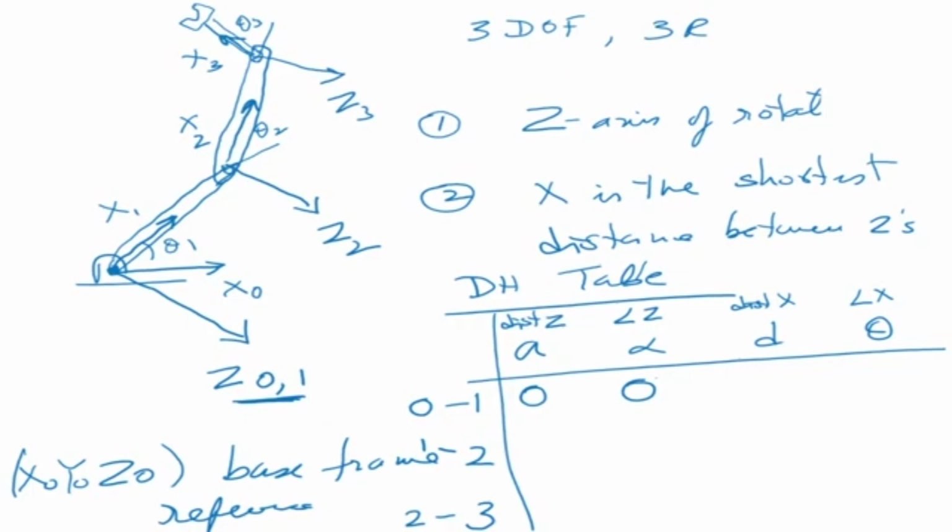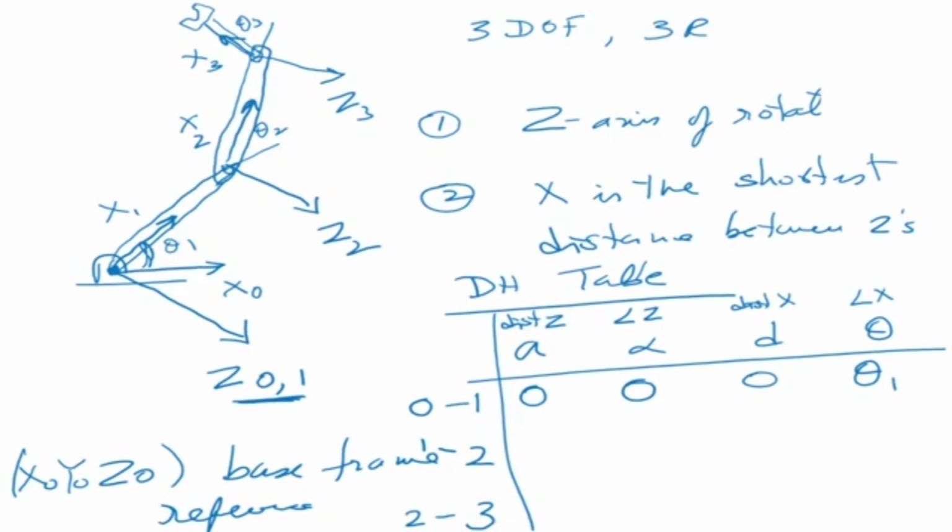Now what about d? What is the distance between x's? Now x0 is here and x1 is there, and they're intersecting at the origin, so again there is no distance, right? Now what is the angle between the x's? So the angle between the x's is theta 1. That is my angle, theta 1. Now when this manipulator rotates, what will change? A, alpha, d cannot change.